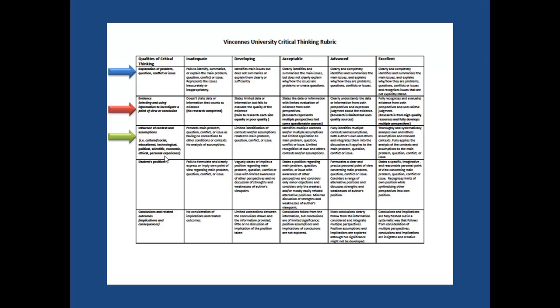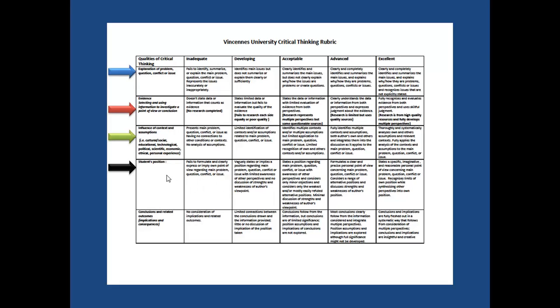A lot of times students can say, I think this way because of my religious beliefs or so on, but they can't explain it. When you look at this section of the rubric, you'll see what makes a good critical thinker is their ability to understand why they're thinking what they're thinking, or why other stakeholders in the situation think what they think. And then here we have the student's position.